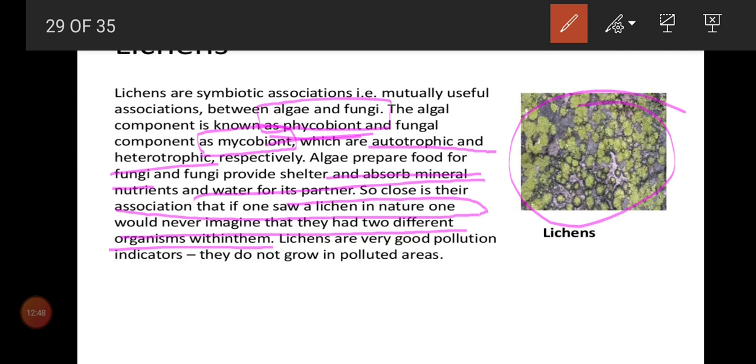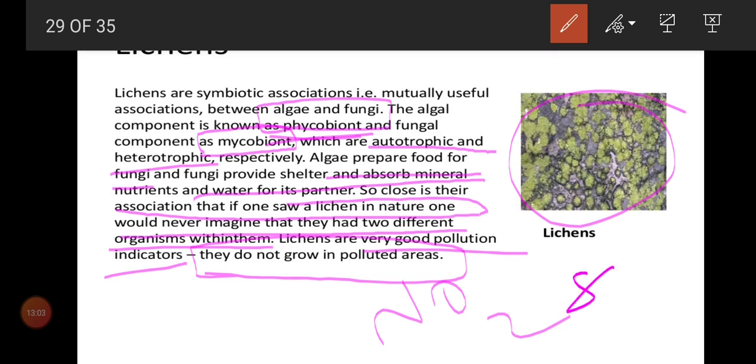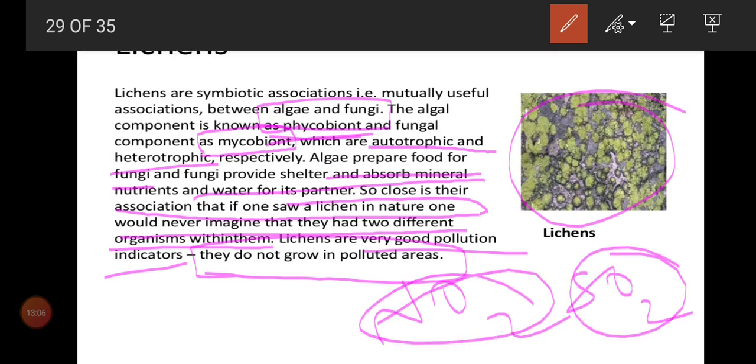Where we can see lichen, we can see pollution-free areas. So we can call it a very good pollution indicator. They do not grow in polluted areas. For example, if nitrogen oxide or sulfur dioxide is there, it won't grow. So lichen acts as a good indicator for pollution. We can see lichen in most hilly areas and also in Ooty, and it has so many types. Lichen itself has some different types.